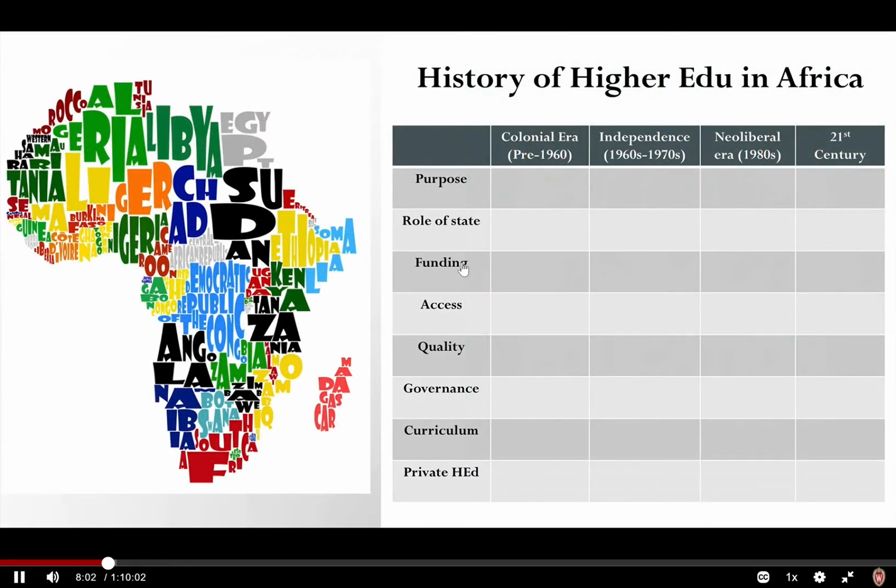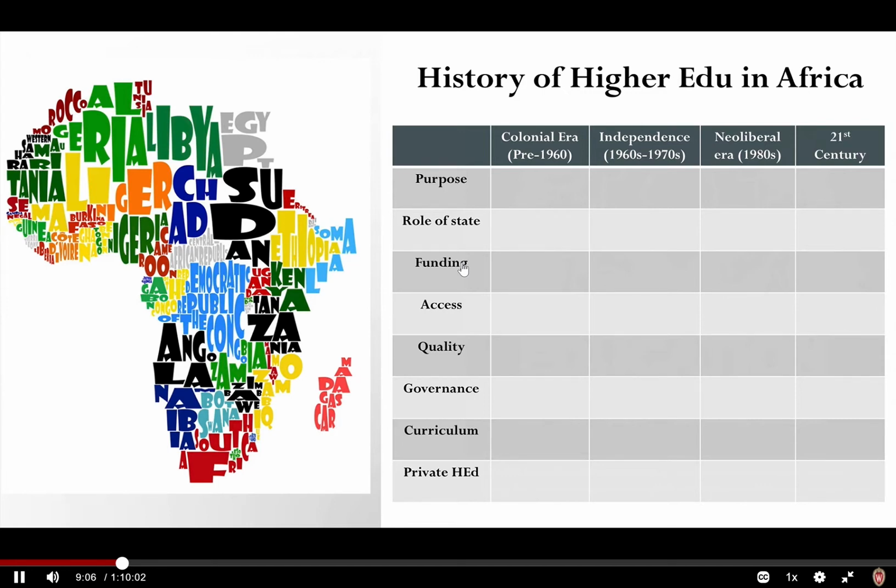I want to move on right now to give you a sense of how we are going to talk about the history of higher education on the African continent. I have used what I call the periodization approach, where I have broken down the historical period into these four periods. So the colonial era, which is the pre-1960 era, and the 1960 is not a definite point because we do have countries that got independence after 1960. But for purposes of this lecture, I'm going to refer to the colonial era as the period before 1960. Then the independence era from the 1960s to the 1970s, which is where a lot of African countries were getting independent. Then the neoliberal era, 1980s, and then after that, the last era that I'm going to focus on is the 21st century.